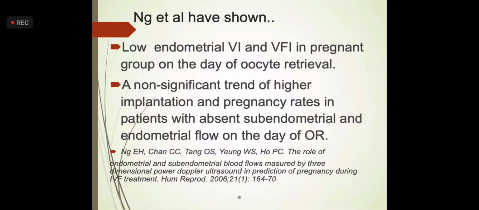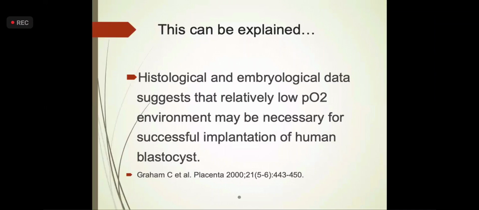If you say that this is the phase when the embryo is going to come and implant, it is at that time that the vascularity is low. So how will the implantation occur? Very importantly, low endometrial VI and VFI in the pregnant group was found on the day of oocyte retrieval. The day of oocyte retrieval means periovulatory. A non-significant trend of higher implantation and pregnancy rates was found in the patients who showed absence of endometrial flow on the day of oocyte retrieval.